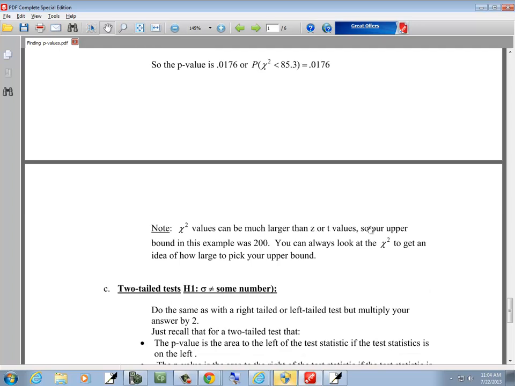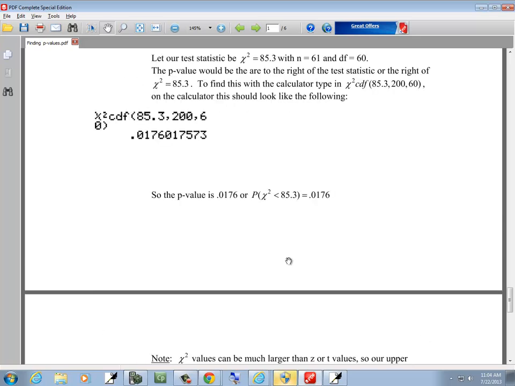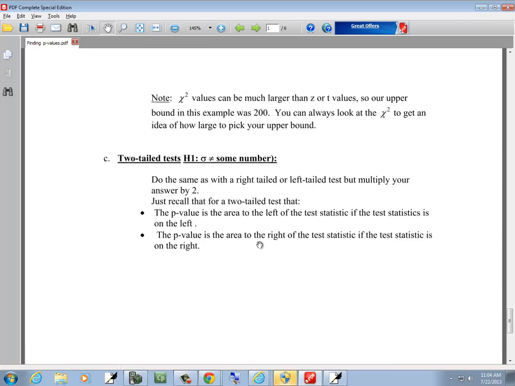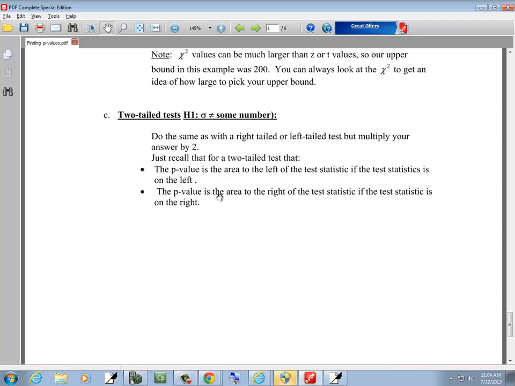Values can be much larger than z, so our upper bound in this example was 200. You can always look at the chi-squared again for an idea how large to pick your upper bound. Well, I think if you just always chose E99, that'd definitely be the largest you could choose. It's not very clear what they tell you there.